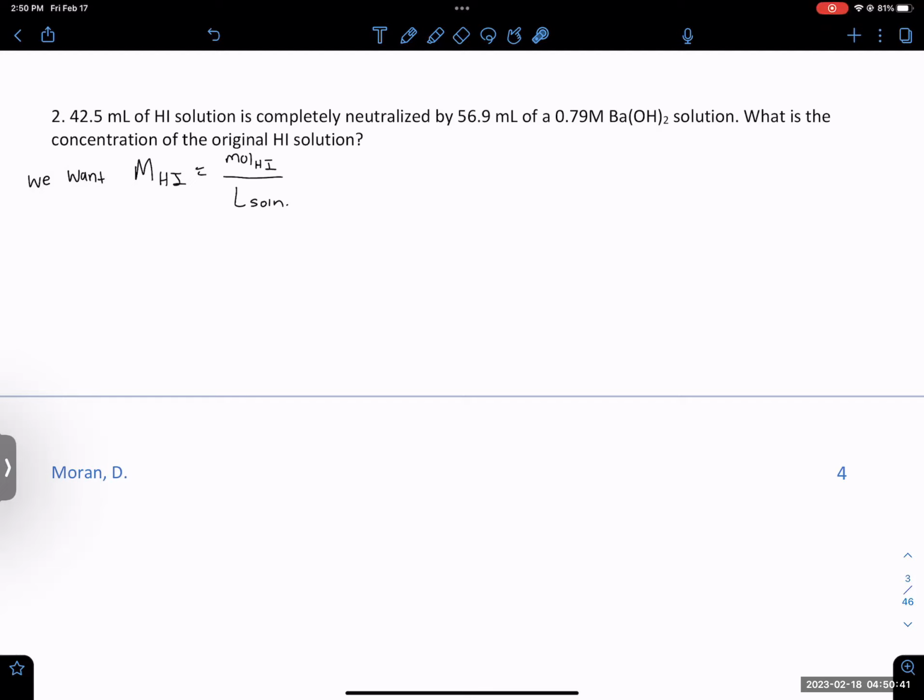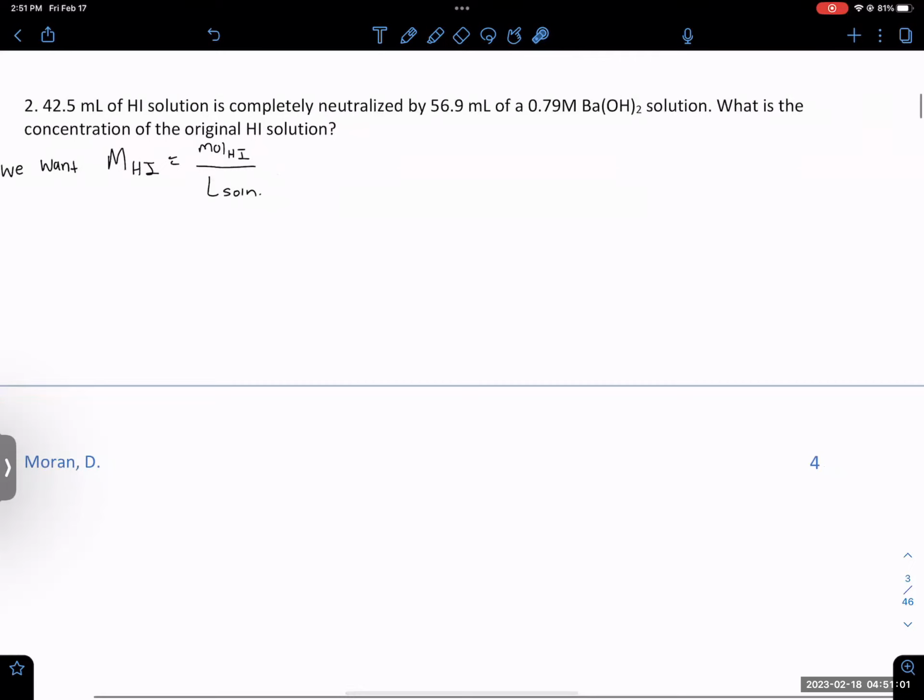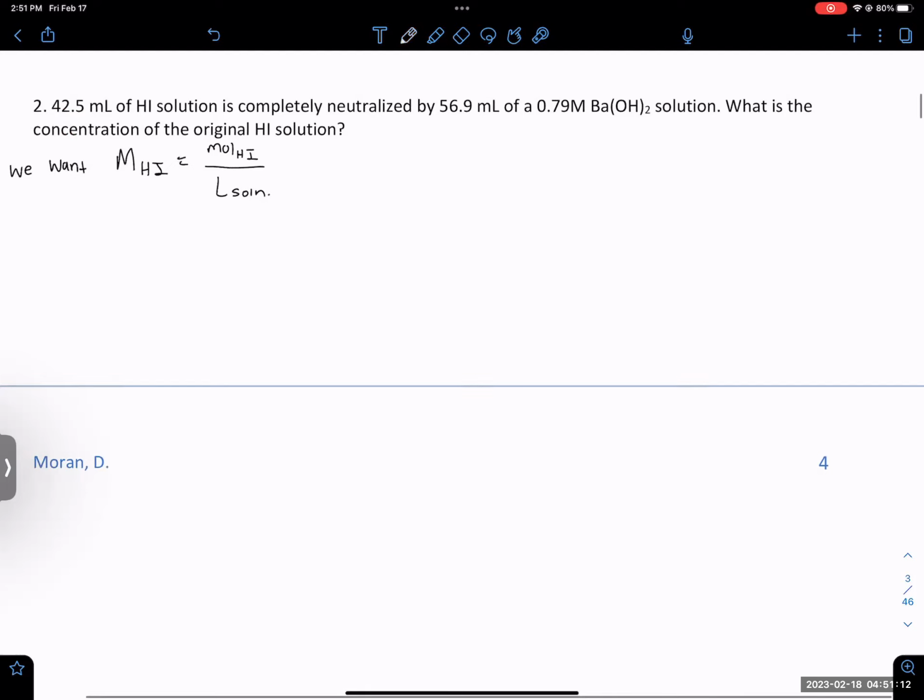What's the volume in liters? Or what's the volume that they give us that we're going to use to solve for the molarity of HI? Oh, well, they give us 42.5. A lot of people might make the mistake of adding these two for the entire solution. Exactly. If it's specifically asking for the initial or the original concentration of the HI solution, then we need to use only the original volume for that HI solution. So in this case, 42.5 mL.